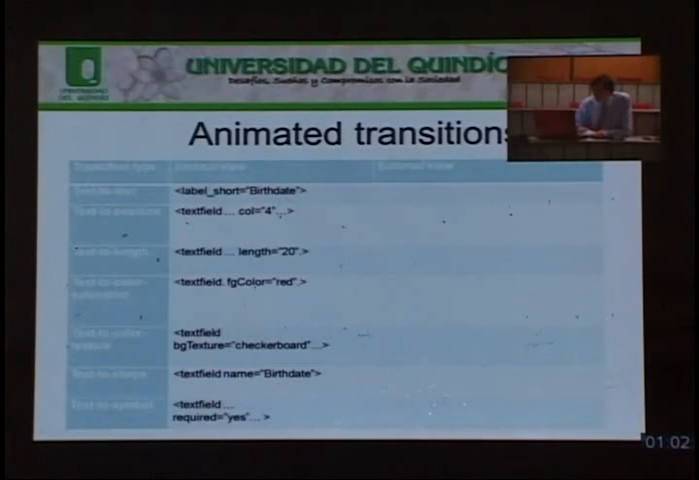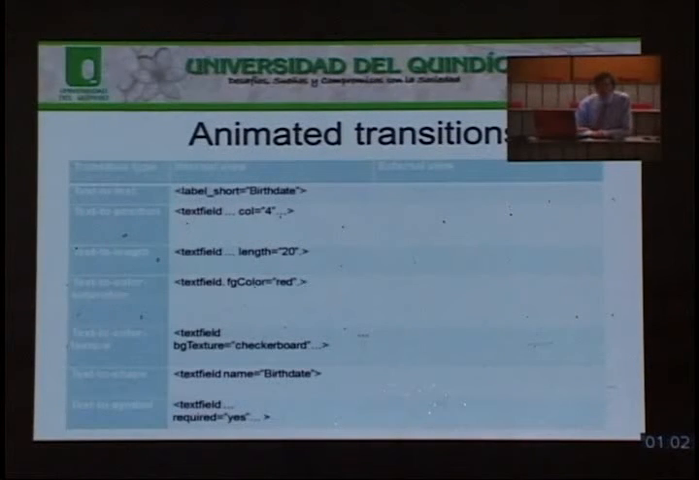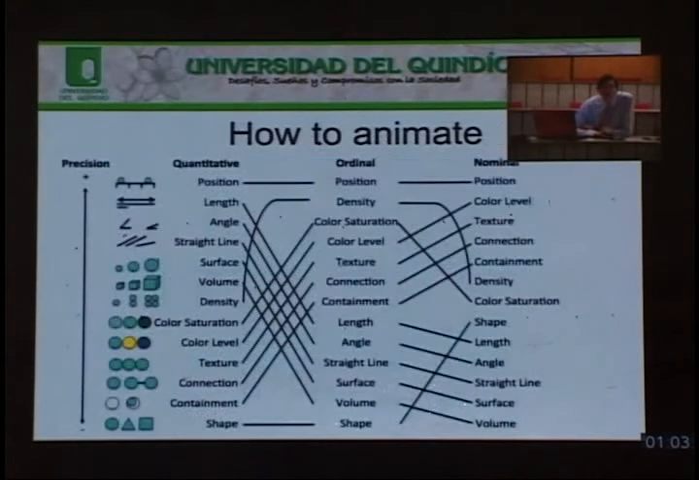So for this purpose, we have different types of animations, like how to transform text to text, text to position, text to length, or to color, etc. In order to choose the appropriate animation, here is a graphic that recommends which is the best representation of a variable.